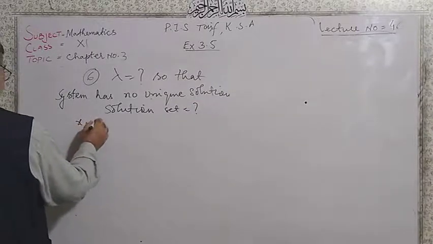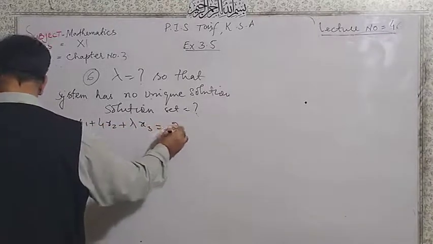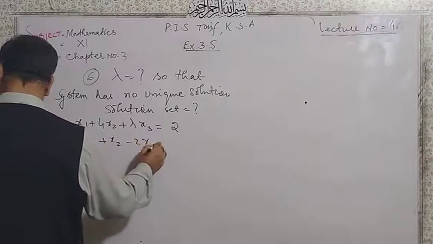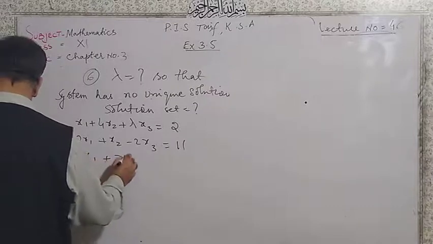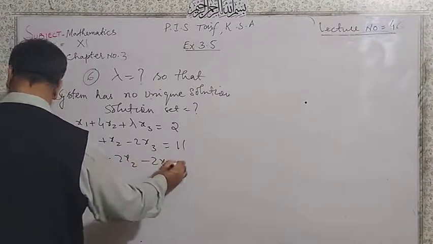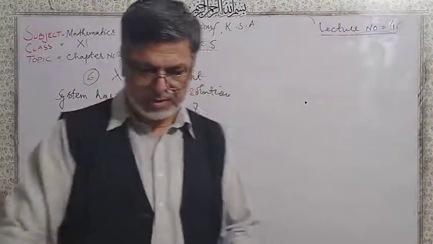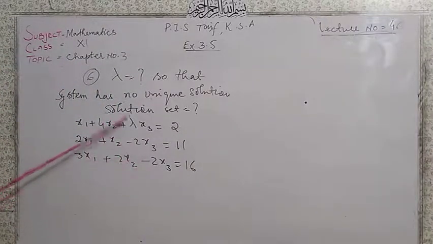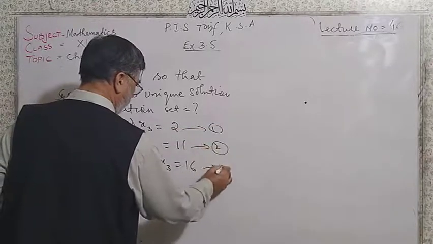Here is x1 plus 4x2 plus lambda x3 is equal to 2. 2x1 plus x2 minus 2x3 is equal to 11. 3x1 plus 2x2 minus 2x3 is equal to 16. First of all, if the system has no unique solution, then definitely its determinant will be equal to 0.